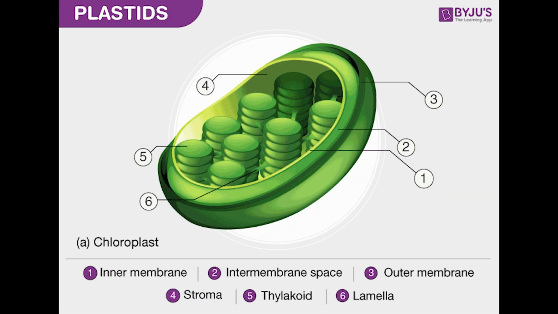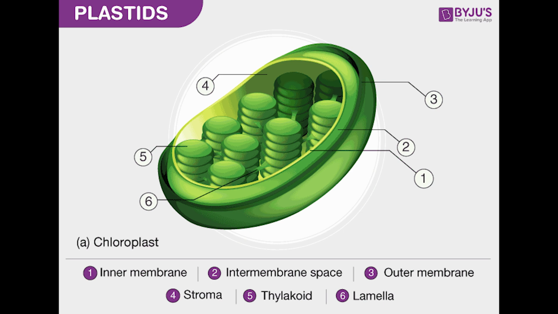Plastids. Location: plant cells only. Structure: double membrane structure with internal stacks of membranous discs. Contains a green pigment called chlorophyll. Function: site of photosynthesis. Captures energy from the sun and changes it into food for plants. Types of plastids.